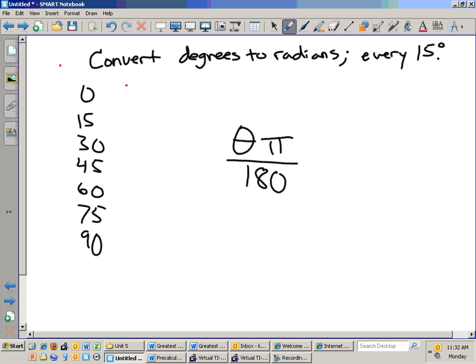Make a sheet of paper, a list, start with 0, 15, 30, 45, 60, 75, 90, 105, 120, 135, 150, and do the conversion. You're going to be quizzed on this on Wednesday. Every 15 degrees, all the way up to 360. Go through the process. Try to do it by hand. Begin to study this. Begin to commit some of it to memory.